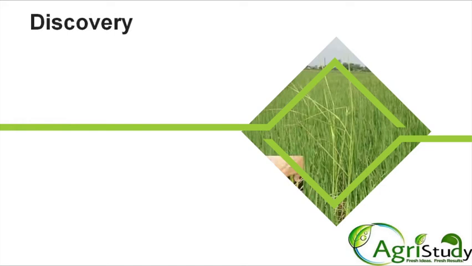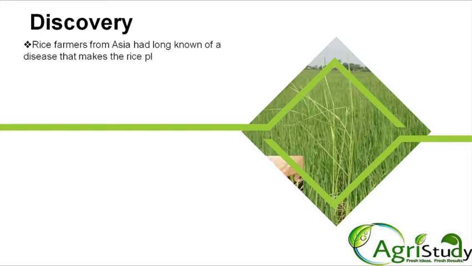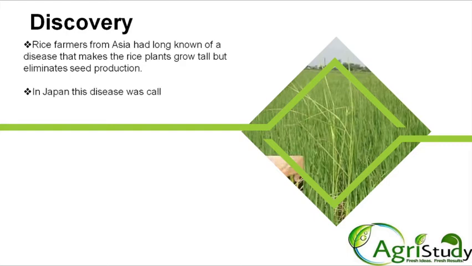Yes, dear friends, discovery. When we come to the discovery of the Gibberellins, they were actually very well known in Asia since ancient times. Do you know, friends? In those times, especially in the Japan areas, they found a disease in which the rice plants were growing very tall and they were not yielding much and eliminated seed production. This was the disease identified by the farmers of the Japan areas.